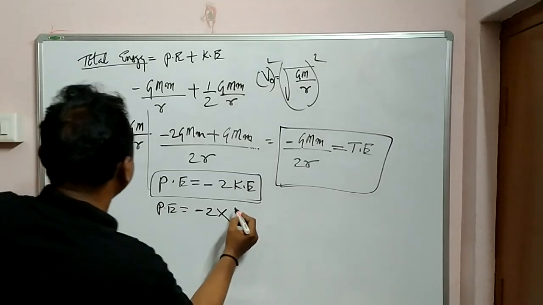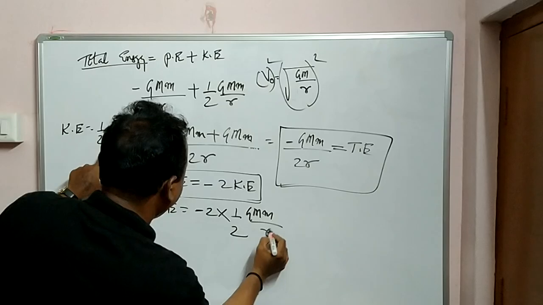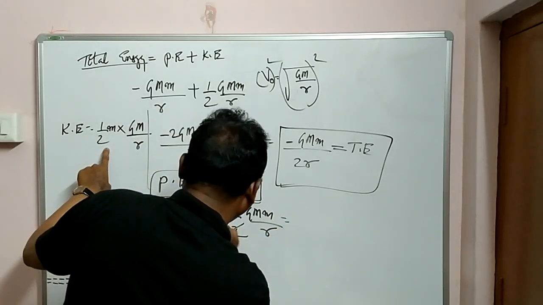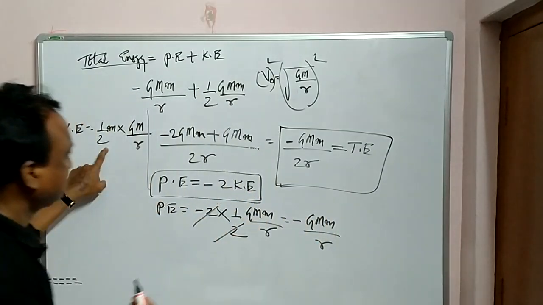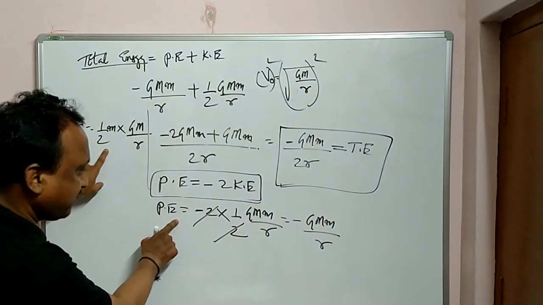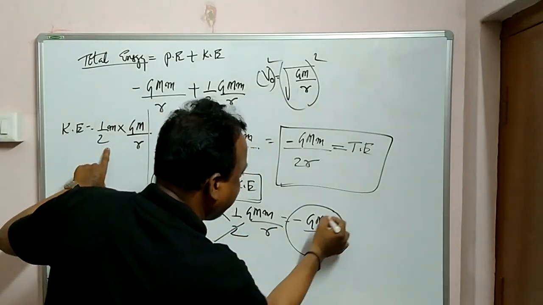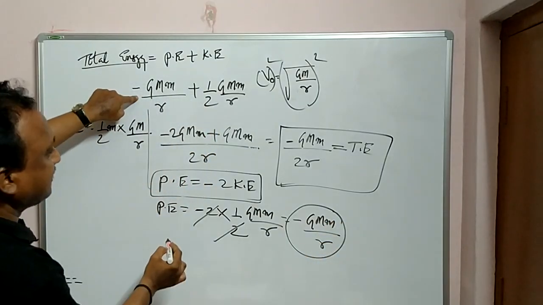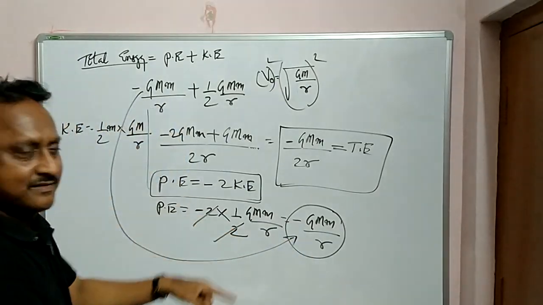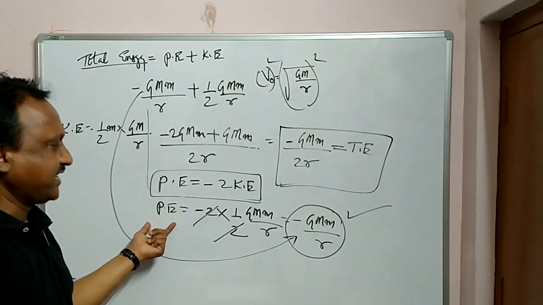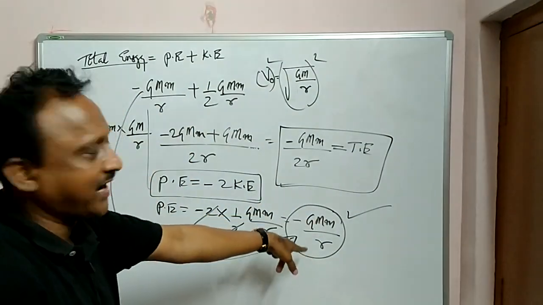Let us check. KE is 1/2 GMm by R. The 2 cancels, and see what we got: minus GMm by R. Check whether it is correct. Gravitational potential energy is minus 2 times KE. So the final is minus GMm by R. See, both are same. So right, potential energy of the satellite is equal to minus 2 times kinetic energy of the satellite, so minus GMm by R.